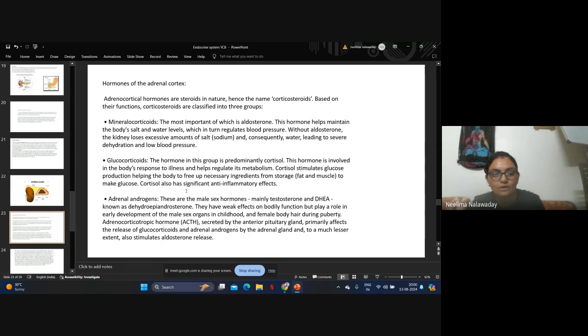Then glucocorticoids, the hormone in this group is predominantly called cortisol. Cortisol hormone is involved in the body's response to illness and helps regulate its metabolism. Illness and metabolism. Cortisol stimulates glucose production, helping the body free up necessary ingredients from storage, fat and muscles to make glucose. Then cortisol also has significant anti-inflammatory effects.